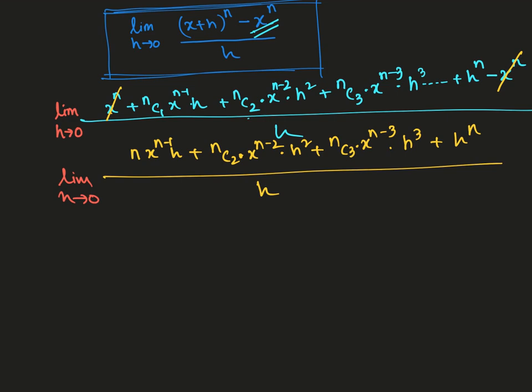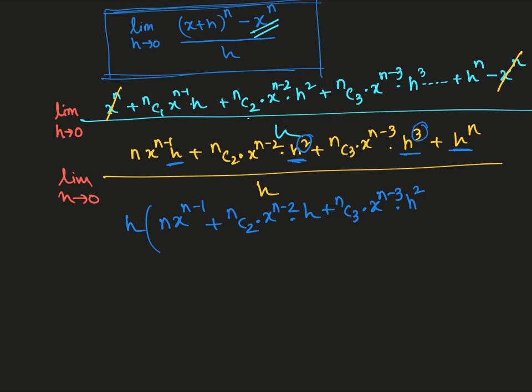And as you can see, all the terms over here have an h multiplied with them, right? You have h over here, you have an h over here, you have an h over here, so all these terms have an h multiplied. So what we can do is take h as a common factor. We can say h times n x to the power n minus 1, plus nC2 times x to the power n minus 2 times h. Remember, we are taking one h common, so instead of h squared it will be just one h, and then nC3 times x to the power n minus 3 times h squared.